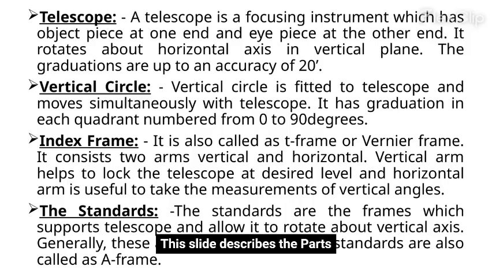This slide describes the parts of theodolite, focusing on telescope, a focusing instrument with an objective piece and eyepiece that rotates about the horizontal axis; vertical circle, fitted to the telescope and moving with it, graduated in each quadrant from 0 to 90 degrees; index frame, also called T-frame or vernier frame, used to lock the telescope and measure vertical angles; and the standards, frame supporting the telescope's rotation.